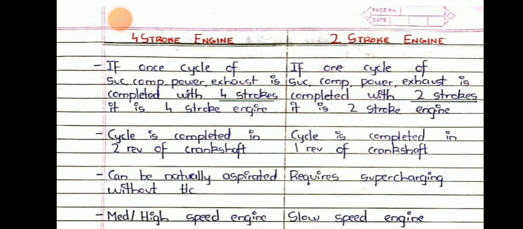A 4-stroke engine is a medium or high speed engine, and a 2-stroke engine is a slow speed engine. A 4-stroke engine is medium or high speed, and the 2-stroke engine we use is only a slow speed engine.